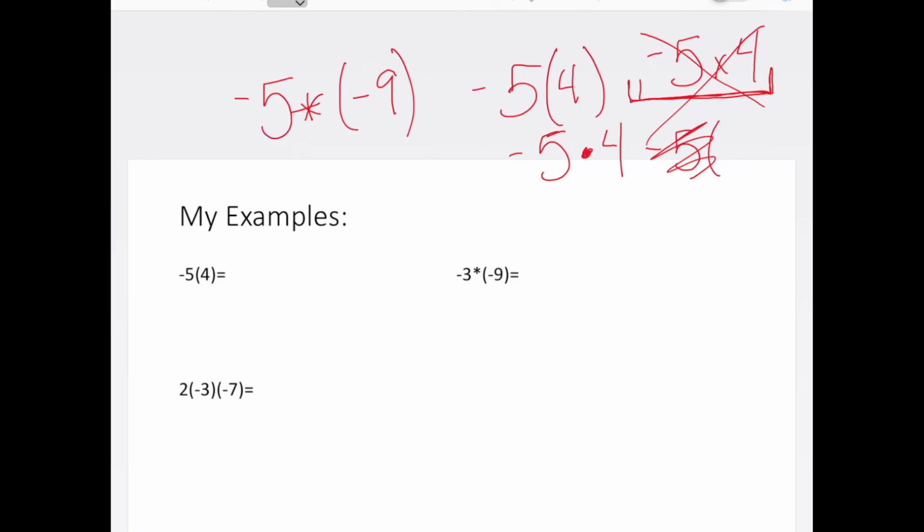And -5 times 4, I multiply my values first. I do 5 times 4. That's 20. And then I ask myself, do I have same or different signs? Well, I'm multiplying a negative by a positive, so my answer is negative 20.